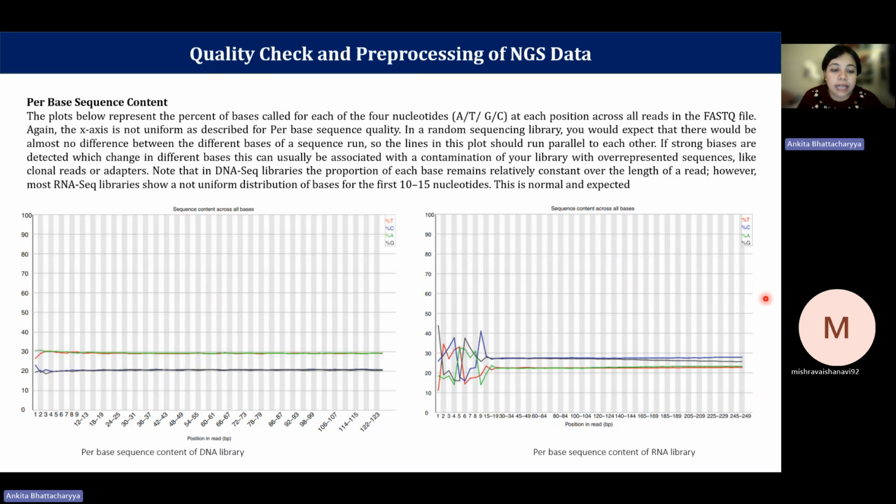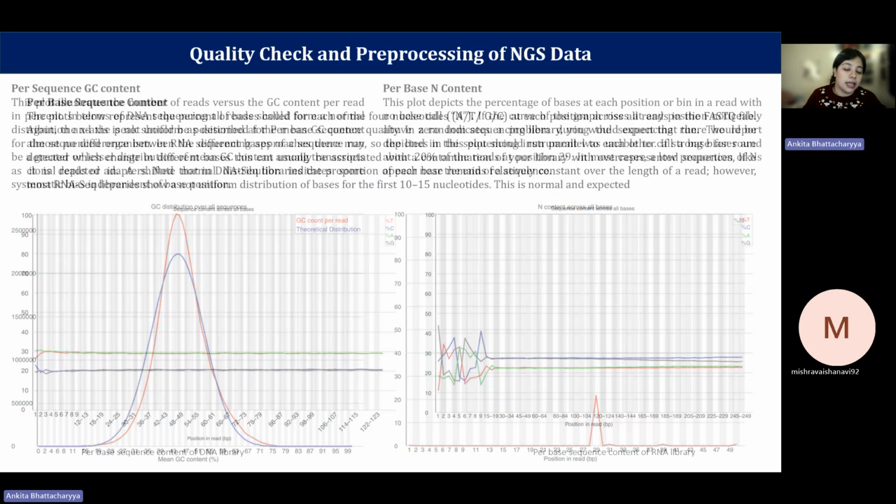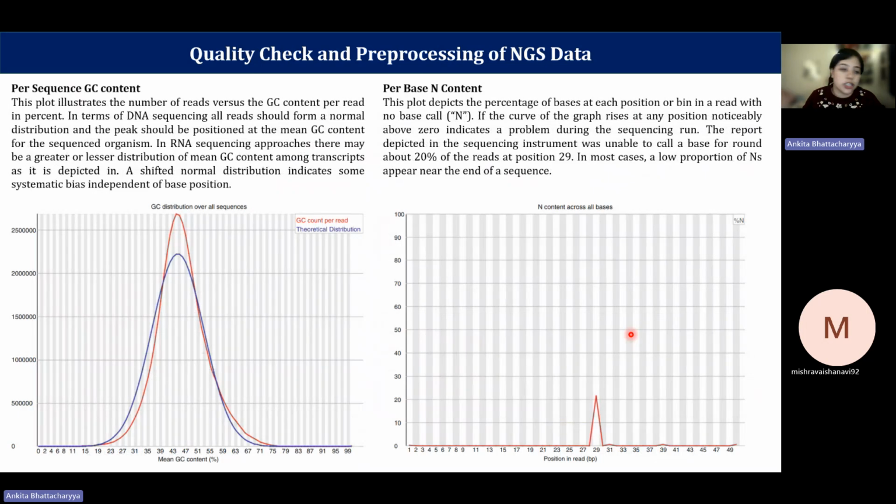And note that for DNA-seq libraries, the proportion of each base remains relatively constant over the length of the read. But for RNA-seq, you would not see as uniform a distribution for the first 10 to 15 nucleotides, which is the expected sort of outcome for an RNA sequencing library. But overall, you can see that eventually the percentage of each of these bases becomes nearly equal, and you can see parallel lines which run along each other.